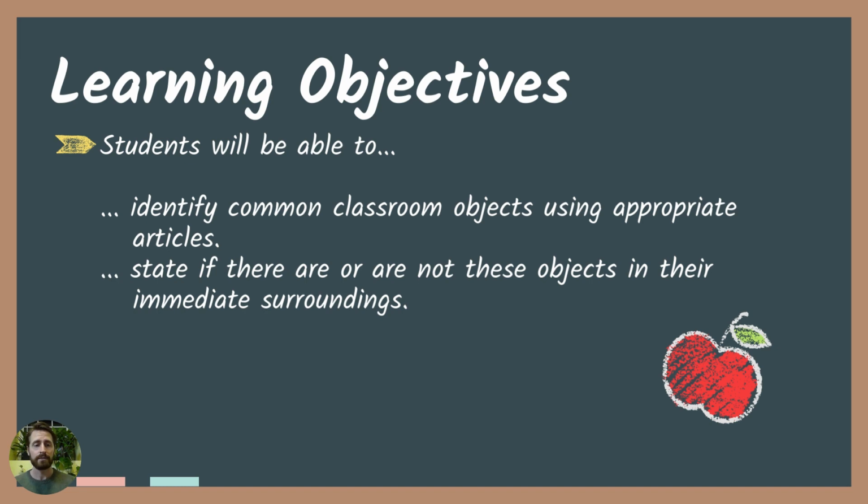So let's take a look at the learning objectives. By the end of this lesson, students will be able to identify common classroom objects using appropriate articles and state if there are or are not these objects in their immediate surroundings. So if you have your notes out, you have your pen, your paper, and you're ready to learn, let's go ahead and get started. C'est parti.